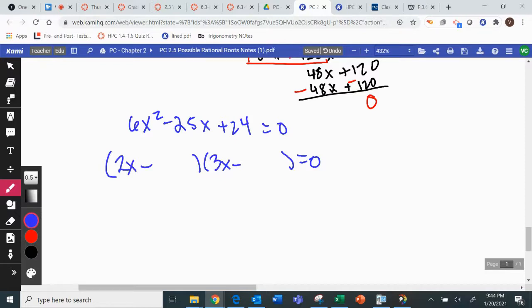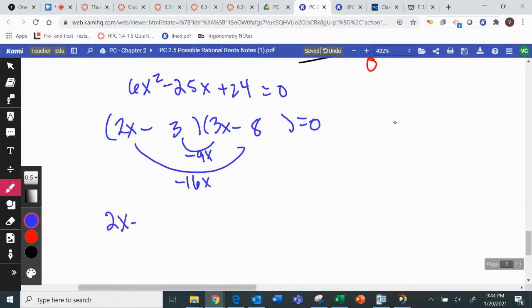So 24, that could be 6 and 4. So if I try 6 and 4 here, oh, I know, never mind. I know I can't be that because 6 and 2 can't be together, or there would have been a GCF. So maybe I'll try 8 and 3. Let's see. That'll be negative 16x, and that'll be minus 9x. Does that equal? It does equal negative 25x. So I factored it correctly. Yay.